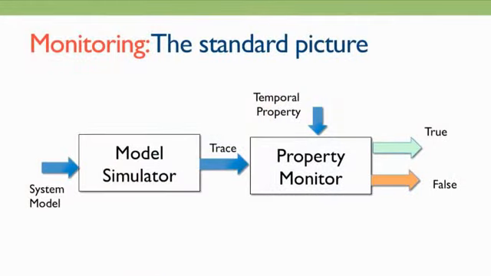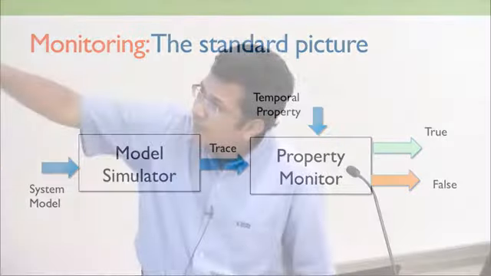So the way the standard picture works is, okay, I already told you we have a simulator. It produces a trace that goes into a property monitor. Now think of your property as an LTL property or a metric temporal logic property or a real-time temporal logic property of your choice. And the property is monitored and you get a true or a false. And we are after false. That's why we are doing falsification.